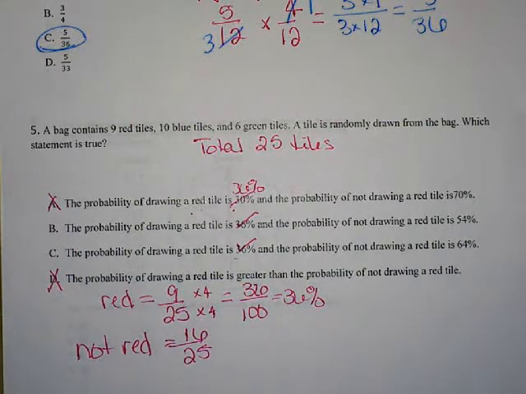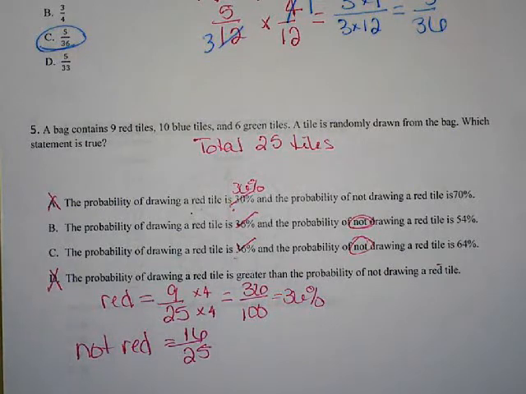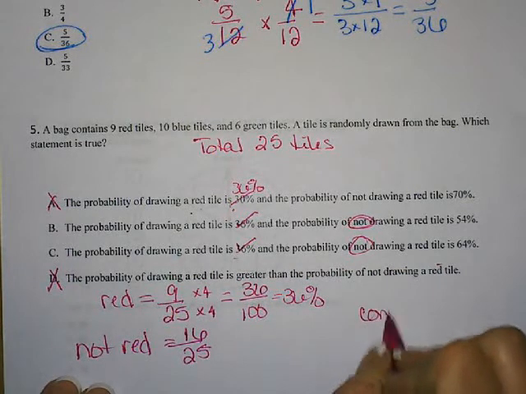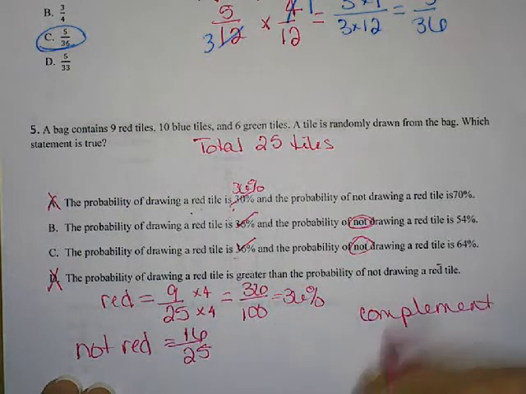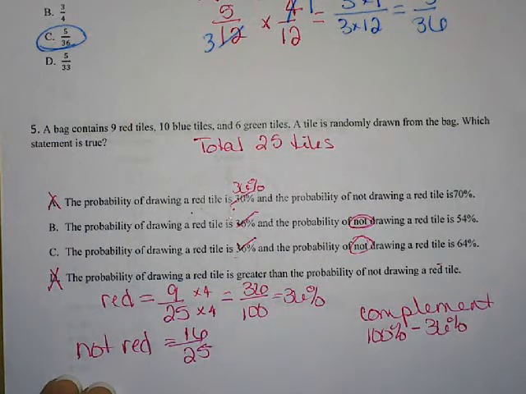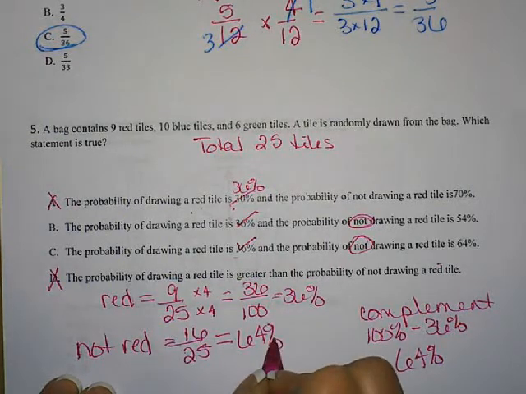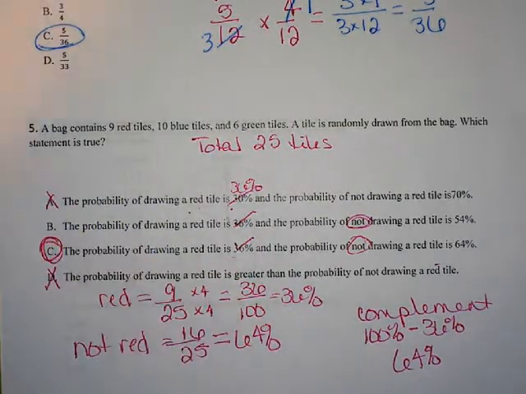So now I'm going to look at B and C. The probability of not drawing a red tile is 54, and the probability of not drawing a red tile is 64. Well, remember, the not means it's complement. If you go back to the notes that we just took, we know that to find the complement, it is 100% minus the 36%, which will give you the percent difference. So 100 minus 36 is 64%. Therefore, C is my answer.